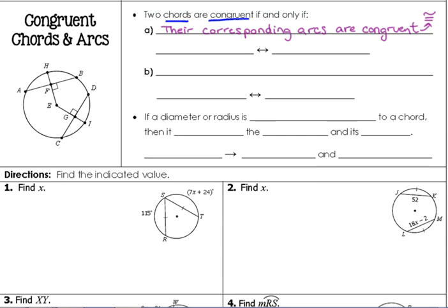Two chords are congruent, so the two chords that I see are A to B, and C to D. Remember, a chord has its endpoints on the circle. So what this is saying is that AB is equal to CD if the arc AB is equal to the arc CD. So the measure of arc AB is equal to the measure of arc CD.